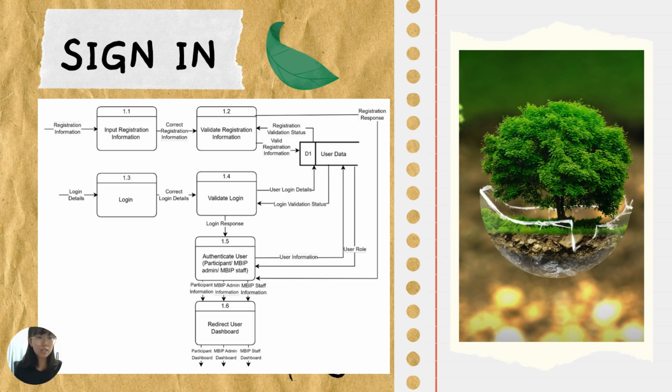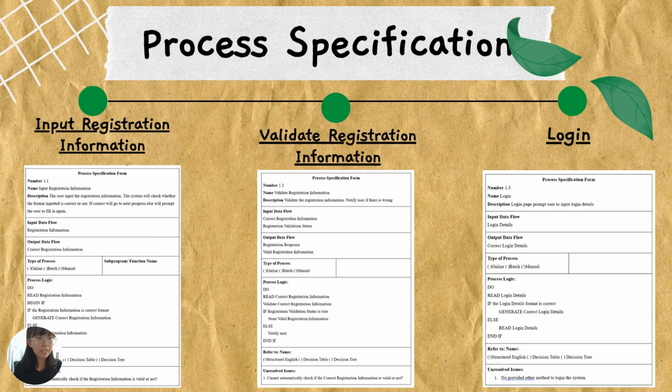And then we authenticate the user. Since we have three roles, different roles have different fields. Thus, we will redirect to a different user dashboard based on the user roles. So first is input registration information. If the data is correct, in the correct format, it will read. Else, it will continue to read.